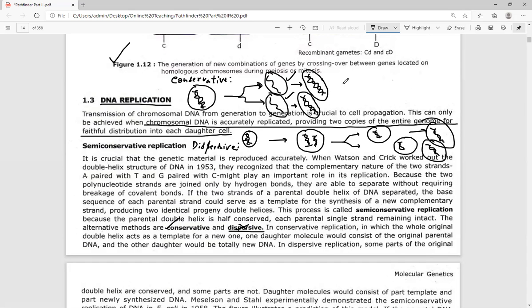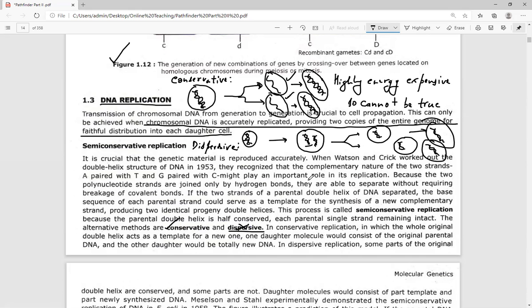Because this process is very energy expensive, highly energy expensive, so it cannot be true.